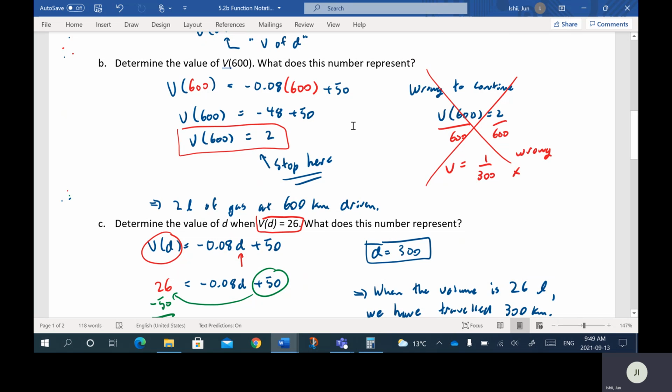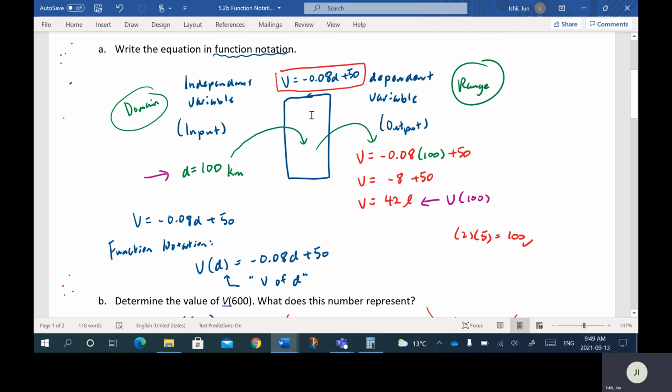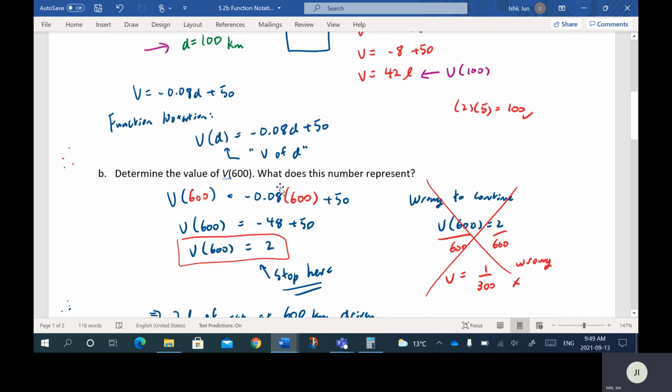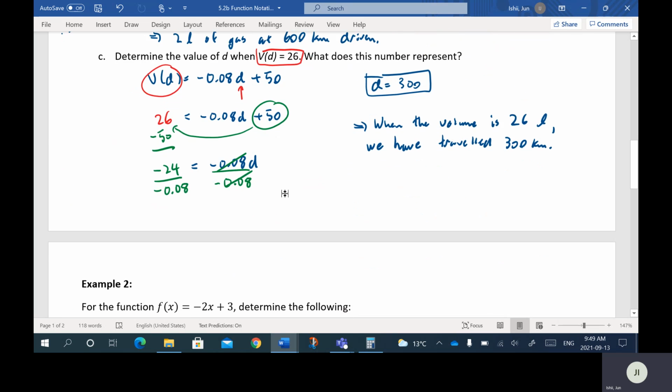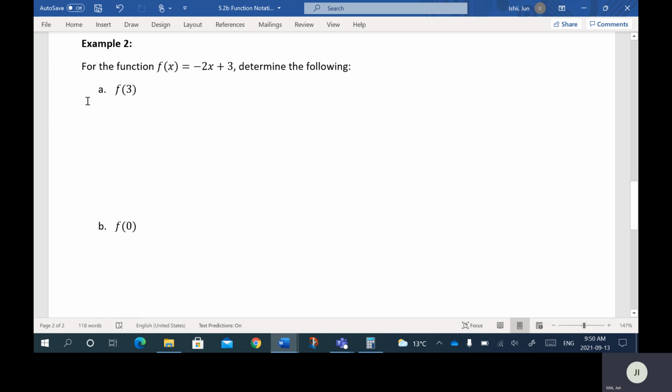Now this was an application. I thought it was the best way to initially show you this concept, through a real life example. However, what we also need to get used to is when there is no application. This is a little bit more abstract, but the idea is still the same. You will see a lot of equations just given to you, and they won't tell you what it's all about. They'll just say f of x equals blah, blah, blah, and find the following. So we're going to do that.